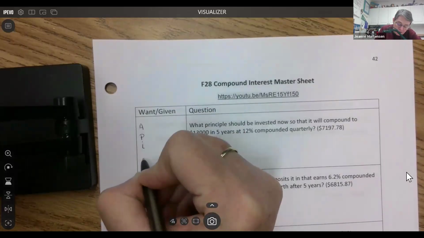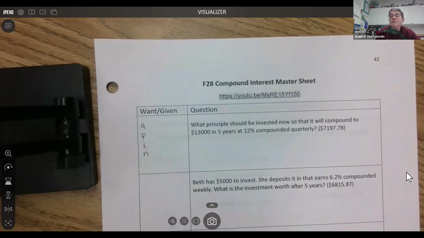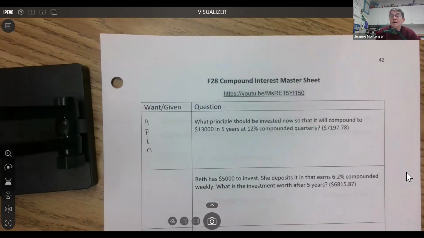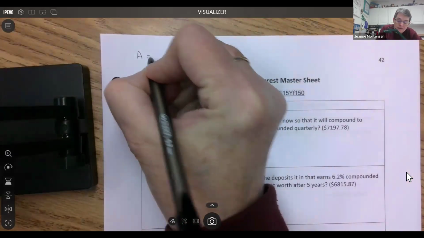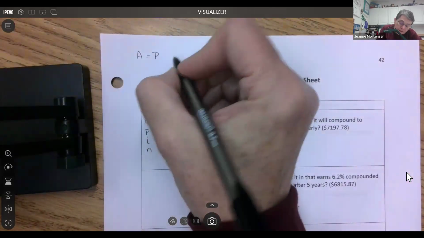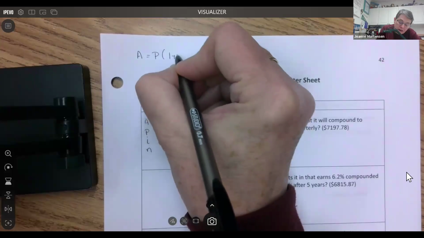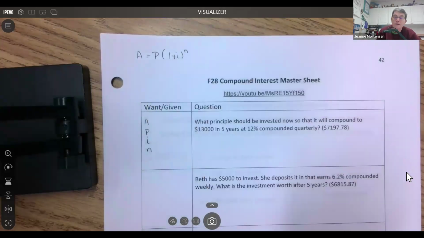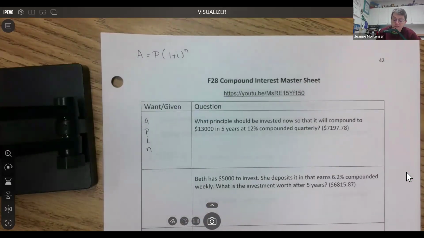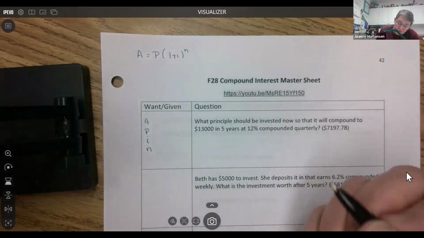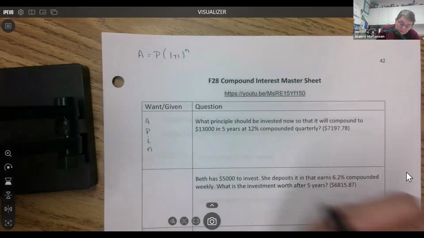A, P, I. So the magic here is, technically you can solve every single formula with A is equal to P(1 plus i)^n, but it's not fast. So let's figure out which one of our other formulas we need.